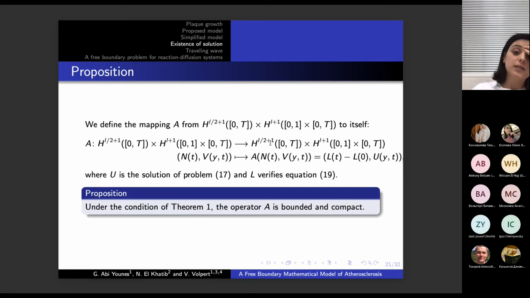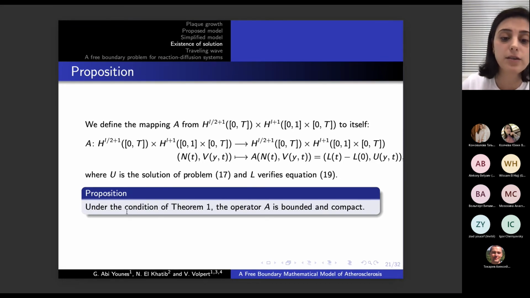I will explain. Let us consider N of T is in Holder space H alpha and L of T is in Holder space H beta. Beta is greater than alpha. And similarly, the space of U is of order greater than the order of the space of V. In the example I gave you, beta is greater than alpha, then there is a property that states that H beta is included in H alpha. I will talk about this in a couple of minutes. Under the conditions of theorem 1, the operator A is bounded and compact.